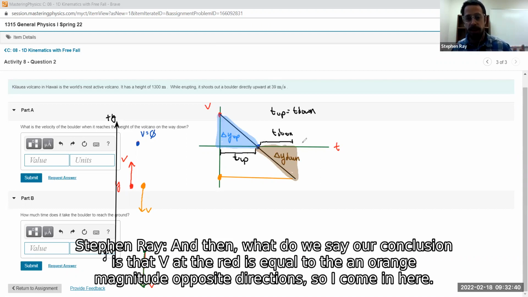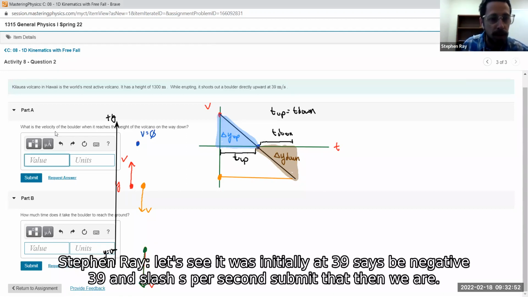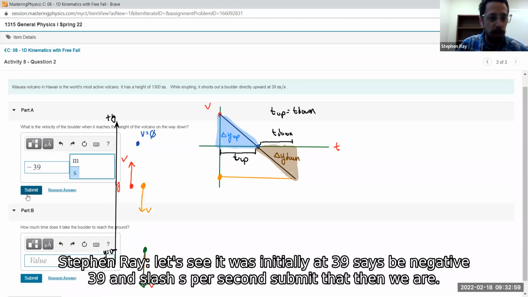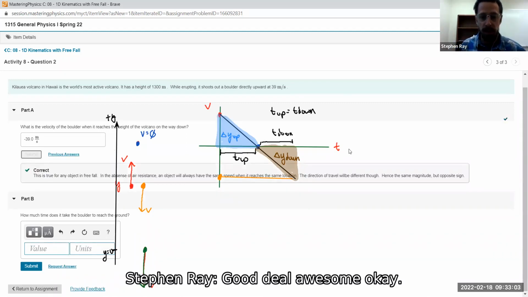And then what are we going to say? Our conclusion is that v at the red is equal to v on the orange, magnitude, opposite directions. So I come in here. Let's see. It was initially at 39, so it's going to be negative 39 m/s, meters per second. Submit that. There we are. Boom. Good deal.